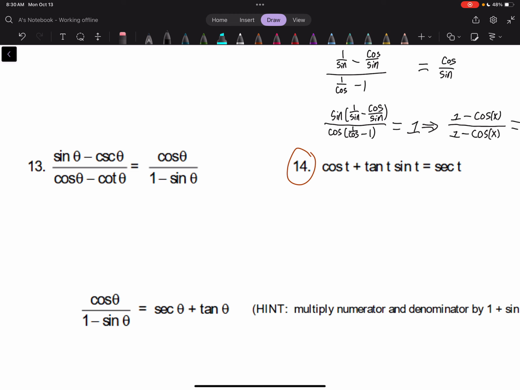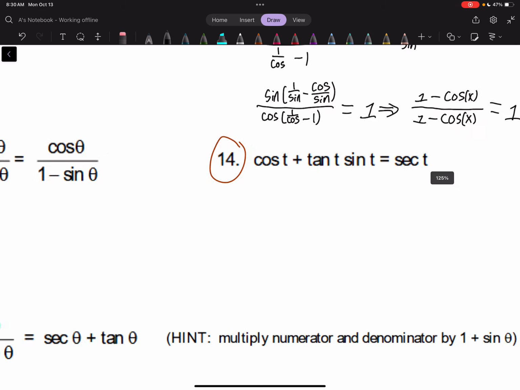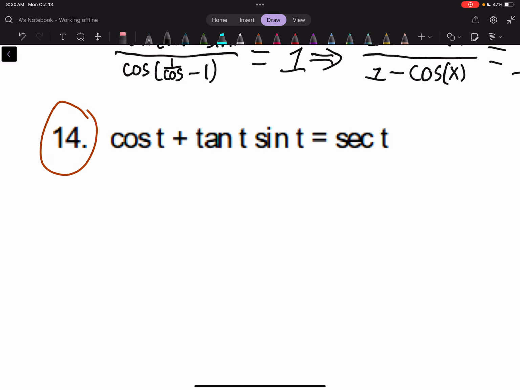Number 14, and you're going to try 13 in this last one. The last one is not hard. However, it does have a little trick to multiply by 1 plus sine of theta on the left side. All right. Cosine plus tangent times sine equals secant. Cosine plus sine over cosine times sine.